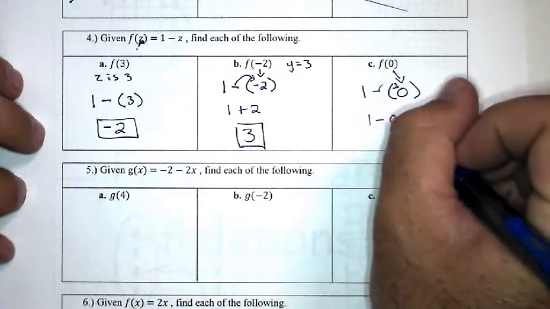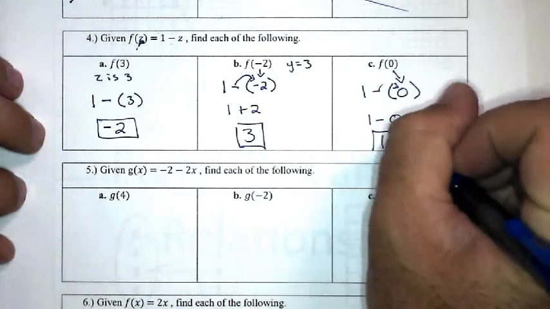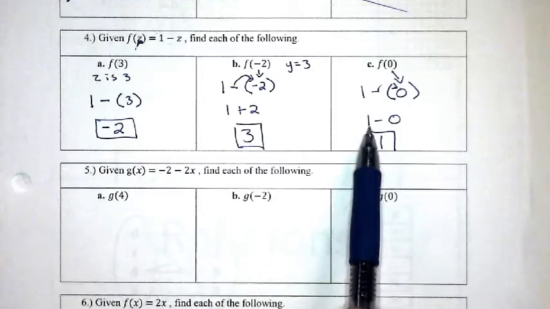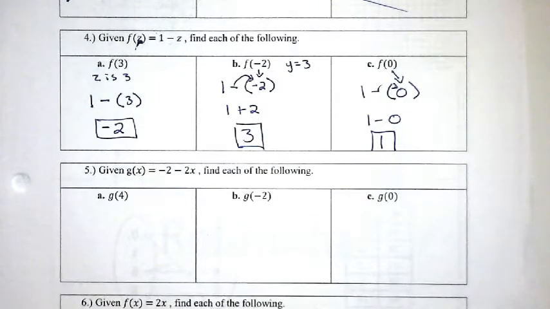Or what'd you get? 0? You're telling me 1 minus 0? You multiplied? Womp womp.